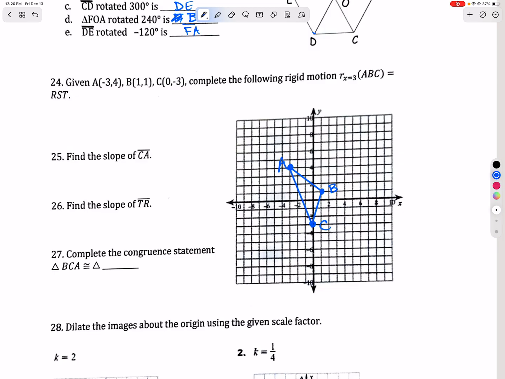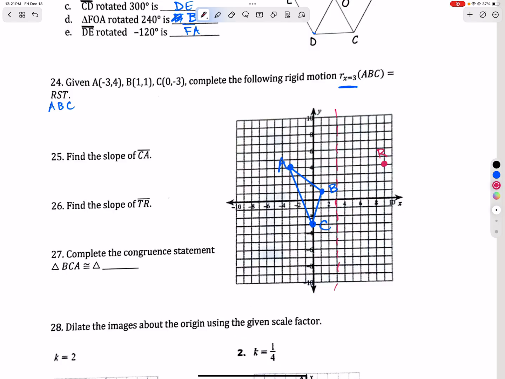Okay. Complete the following. So we're reflecting over x equals 3 to make RST. So we have to keep the letters in order. So A represents the R, B represents the S, and C represents the T. So I'm going to make a little dashed line. Okay, we're reflecting over that. So A is going to be the R. So 1, 2, 3, 4, 5, 6. So 6 to the left, I got to go 6 to the right. 1, 2, 3, 4, 5, 6. Boom. So R is right there.